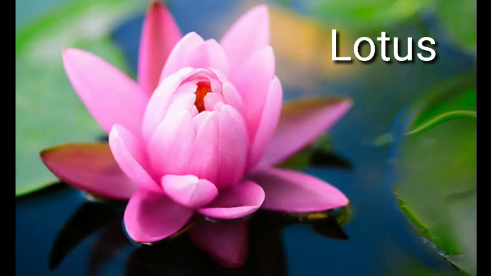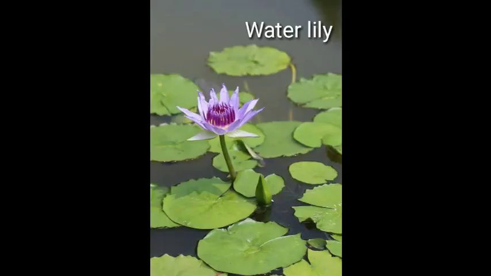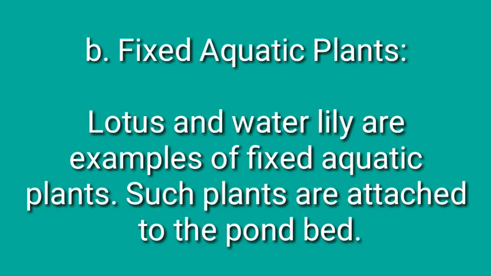So the next category are the fixed aquatic plants. Now why are they called fixed aquatic plants? Because plants like lotus and water lily are attached to the pond bed, meaning they are attached to the base of the pond. That's why they are called fixed aquatic plants.